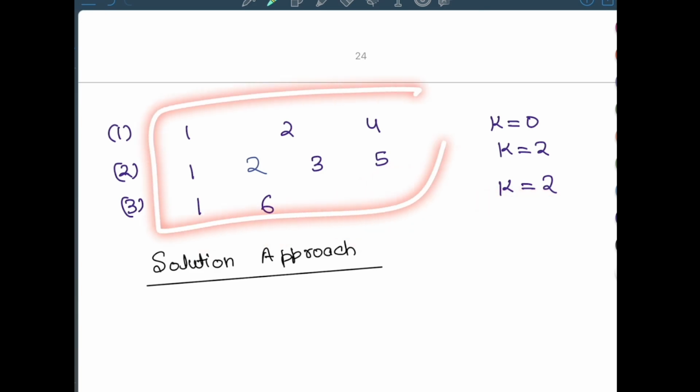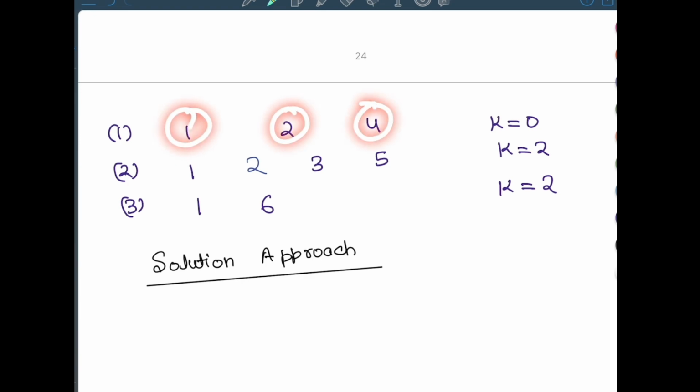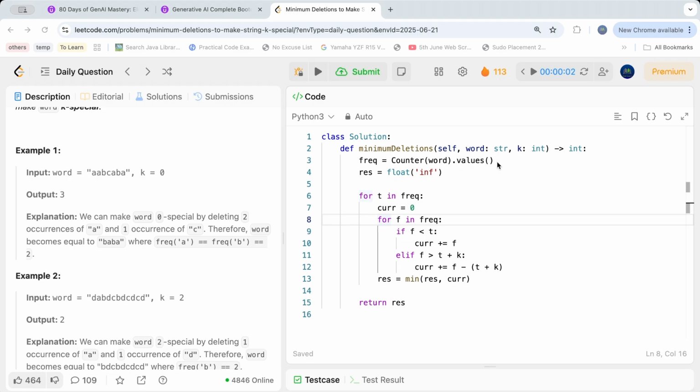We just need to find out the frequencies, make one of the frequencies constant, compute the best answer and return it. So let me take you back to the code editor and show you how the solution of this particular problem will look. So first of all, we calculate the frequency, which is equal to counter of word dot values. So this is going to store the frequencies of different characters.